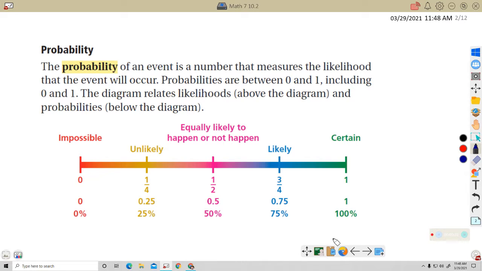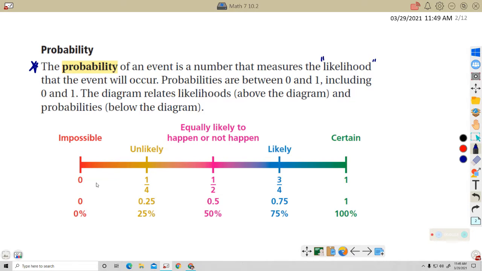Here we go, probability. Let's look at this definition together. The probability of an event is a number that measures the likelihood that the event will occur. Probabilities are between 0 and 1, including 0 and 1. This diagram relates likelihoods above the diagram and probabilities below the diagram.